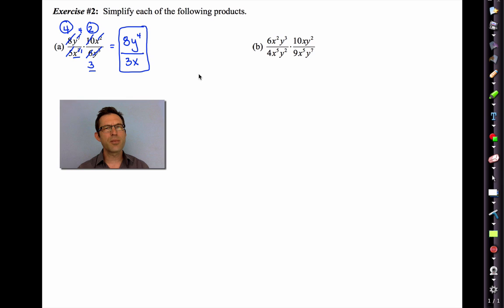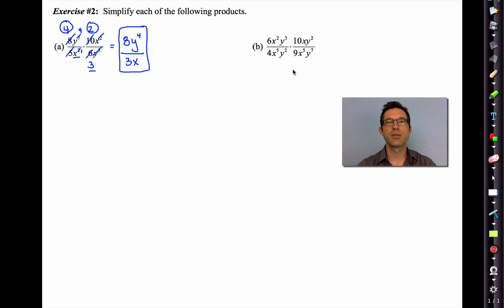Now letter B is a little bit more challenging, but I want to see if you can do it on your own. So pause the video now and see if you can correctly simplify that product. All right, let's go through it. Now again, there's a ton of simplifying here, both within fractions and across fractions. It doesn't matter the order in which you simplify.